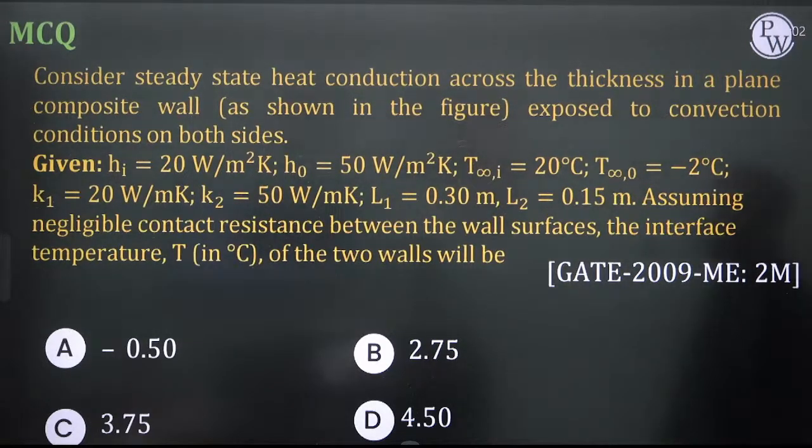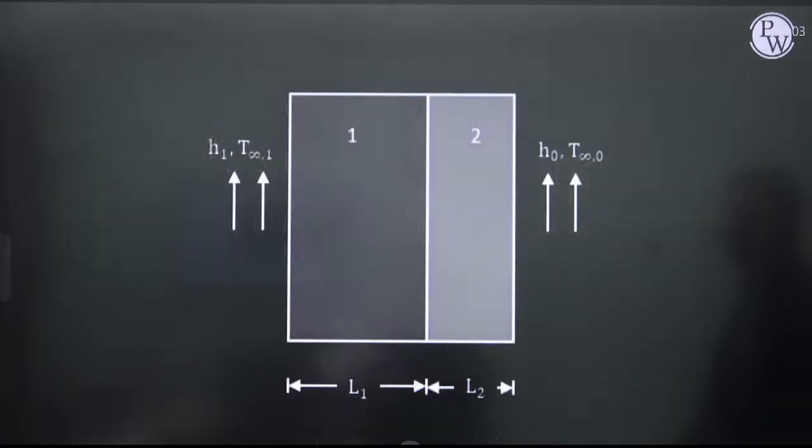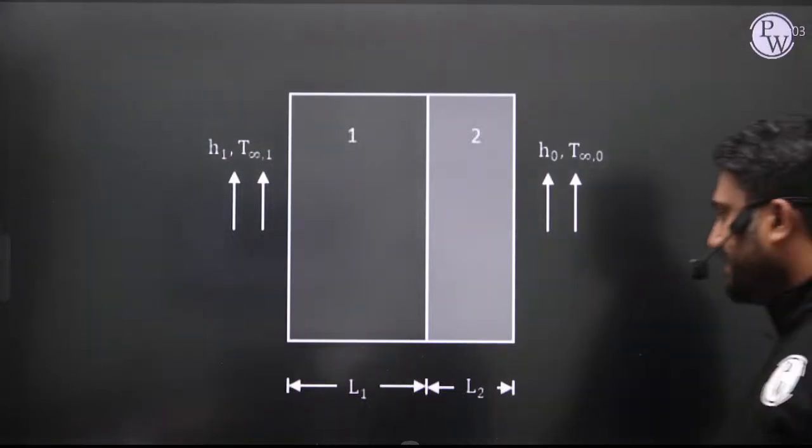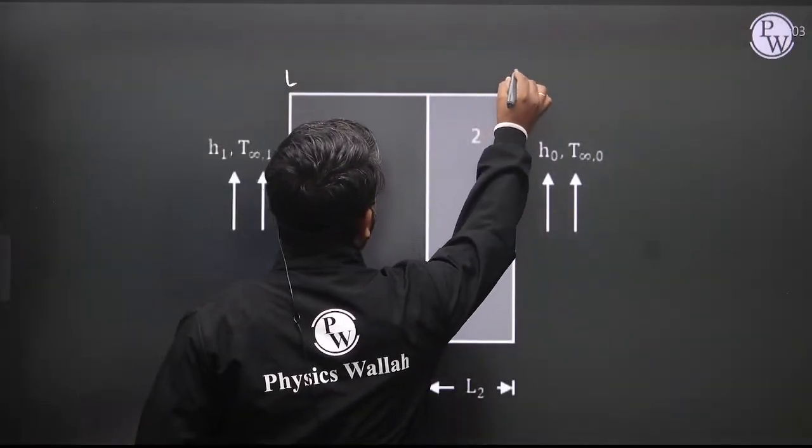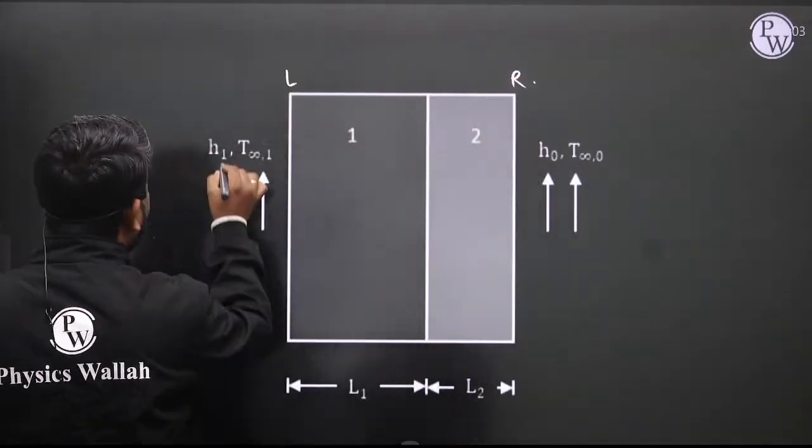Consider steady state heat conduction across the thickness in a plane composite wall as shown in the figure, exposed to the convection condition on both sides. So this is a composite wall, and it is subjected to the convection boundary condition. This is the left side of the wall, and this is the right side of the wall.